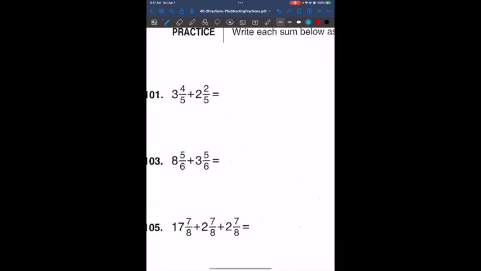So again, we're going to add our whole numbers together, which gives us 5, and then add our fractions together. That gives us 6 over 5, which is 5 over 5 plus 1 over 5, which is 1 and 1/5. So we're going to add the whole numbers together, which is 6. So our final answer is going to be 6 and 1/5.